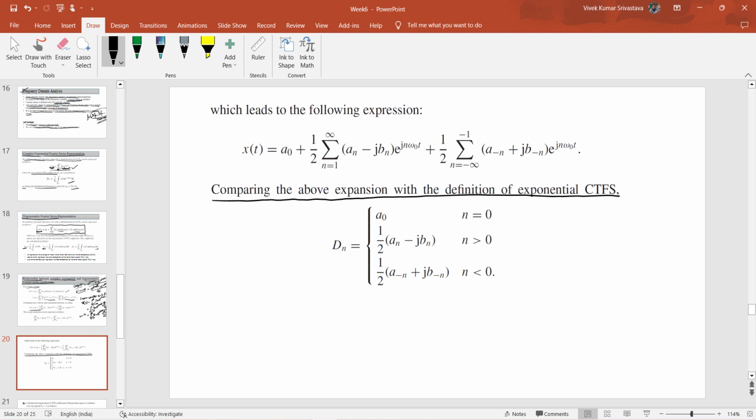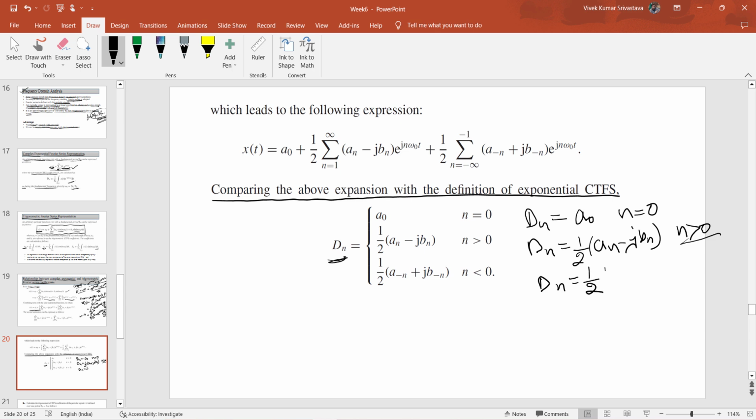Once you compare, you will get that the relationship between the complex exponential Fourier coefficient and trigonometric Fourier series coefficient is defined as d n is equal to a naught when n is equal to 0, d n is equal to 1 by 2 (a n minus j b n) when n is greater than 0, and d n will be equal to 1 by 2 (a of minus n plus j b of minus n) when n is less than 0.